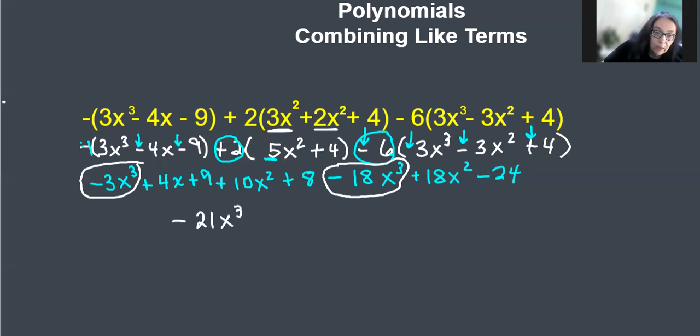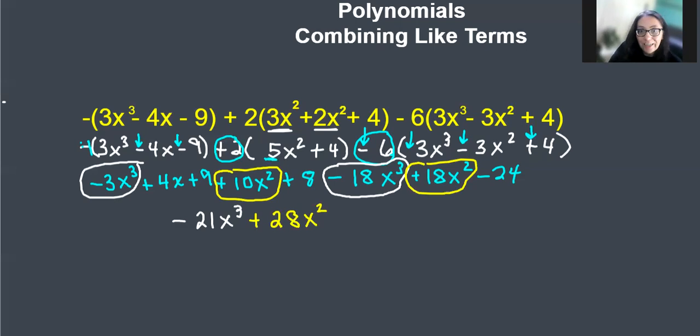All right. Now let's take a look at the squares because I'm going to go in order. I've got a positive 10x squared, and I've got a positive 18x squared. So if I have 10 x squareds and I give you 18 more x squareds, now you've got positive 28x squareds. Yes, are we getting it? If you need to pause the video for a minute, please do so. All right, we're going to keep going.